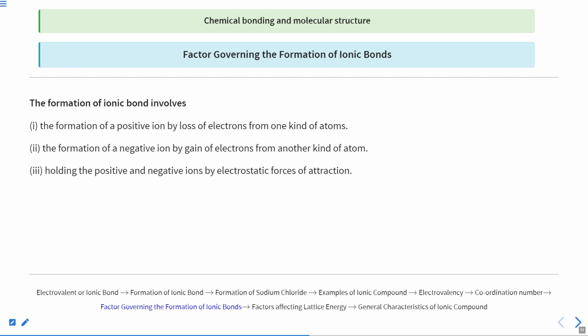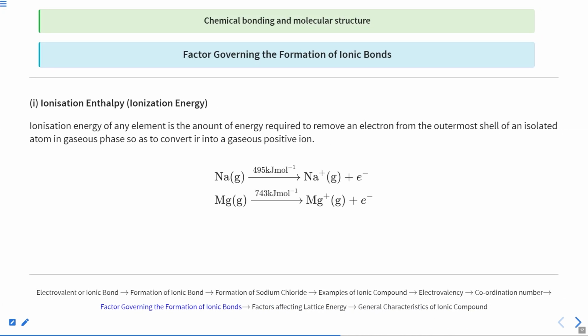Next, the formation of an ionic bond involves the formation of positive ions. Positive ion formation takes place by losing electrons, and negative ion formation takes place by gaining electrons, and both positive and negative ions come together by electrostatic force of attraction, right? Because one is positive and one is negative, they attract one another. Now in the process of losing an electron, the energy that is supplied is called ionization energy. Na goes to Na plus by losing one electron. Similarly, Mg goes to Mg plus by losing one electron. Since sodium is going to a noble gas configuration, the energy required is less, whereas in the case of magnesium it is more.